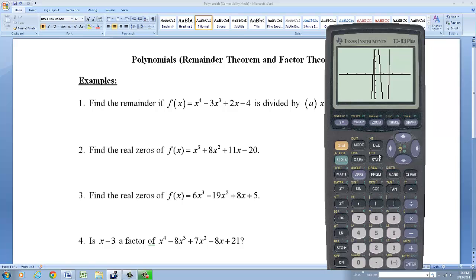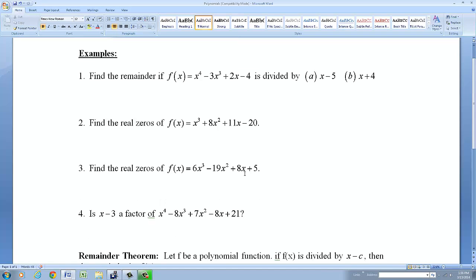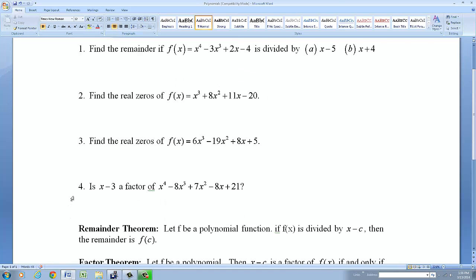Let's clear this. Okay, let's look at the next one. Number 4. Is x minus 3 a factor of this polynomial right here?